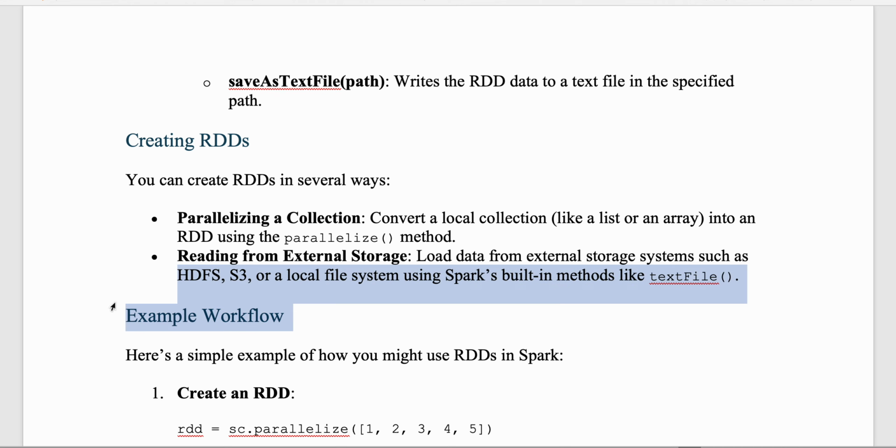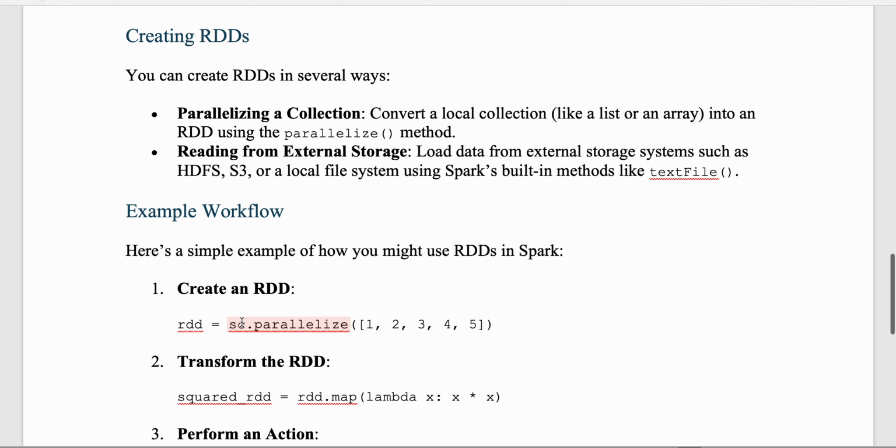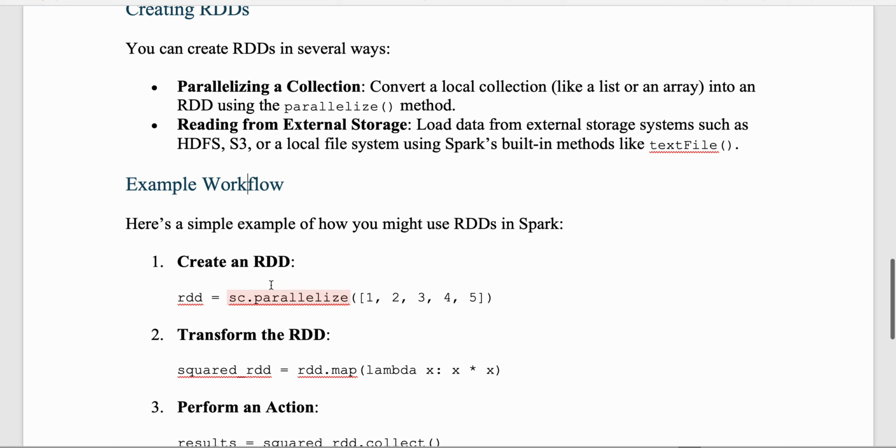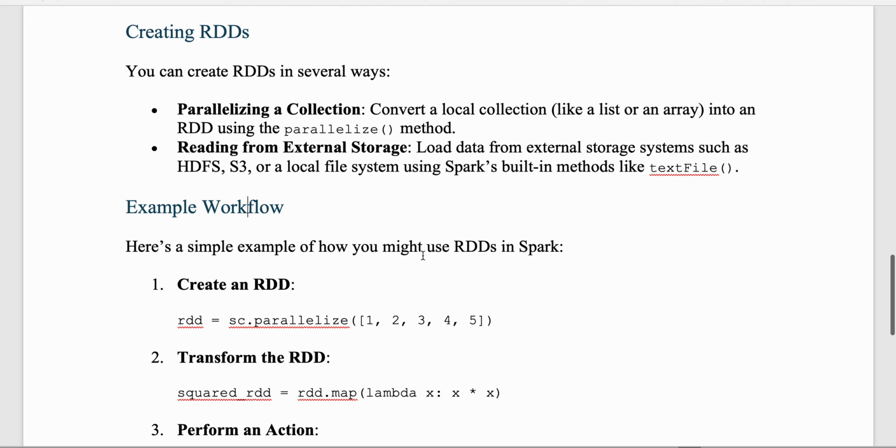So here we will see how to create an RDD. We have a local collection, like a list. We already have the list 1 2 3 4 5. So we have used the method sc.parallelize 1 2 3 4 5.